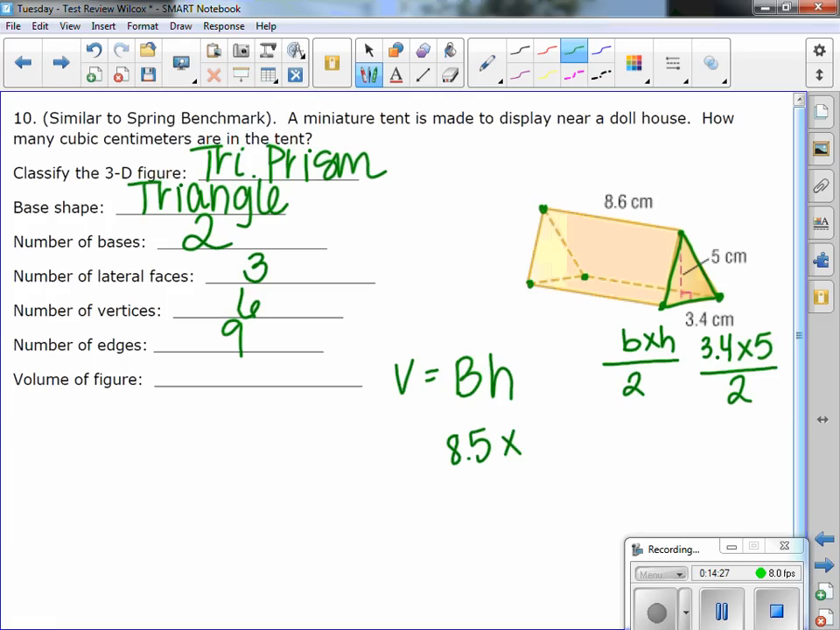Now I need to multiply that by the height of the prism. This 8.6 here is the height of the prism. The way that this figure is laying, it makes it look like 8.6 is the length. But if I were to tip that prism over and stand it on its actual base, it would stand 8.6 centimeters tall. When you multiply out that area of the base times the height of that prism, you get a total volume of 73.1. So your total volume of the figure, 73.1 centimeters, and because it's volume to the third power, cubic centimeters.